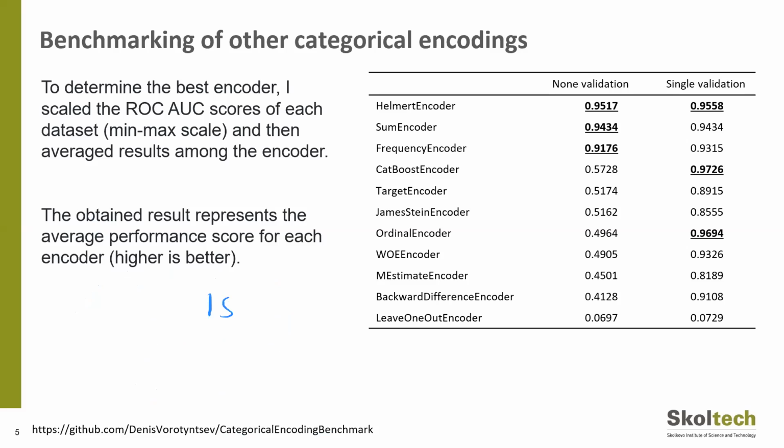They were all classification problems, and for each problem they calculated the ROC AUC score, then mapped the min-max scale of ROC AUC values to 0, 1, and then averaged the results for each encoder and presented them in this table.